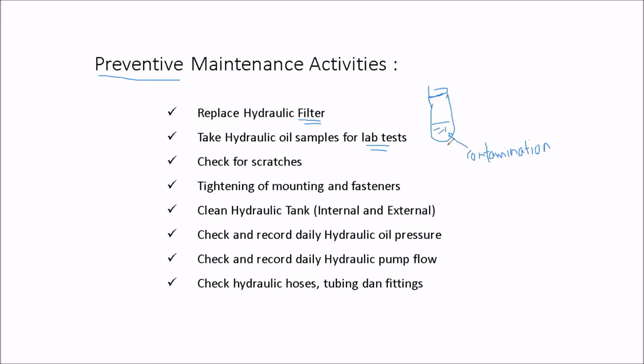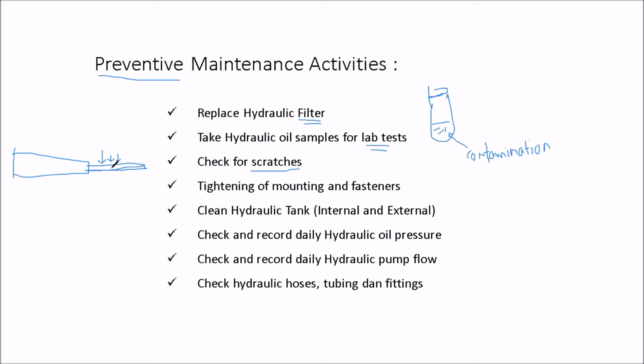If there is a contamination, that means certain parts of your hydraulic components need to be cleaned or checked for the source of the contamination. And then check for scratches. Where can you check for scratches? Normally the easiest part is the cylinder. You have a cylinder, you have a piston here. You can check the surface of the piston rod for a scratch, or a bend. Sometimes the rod is a bit bent like that.